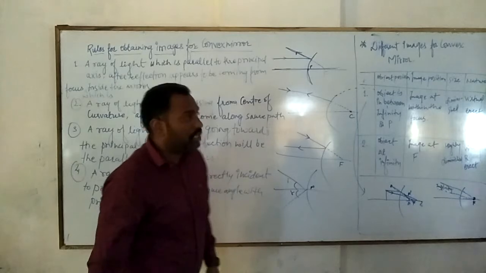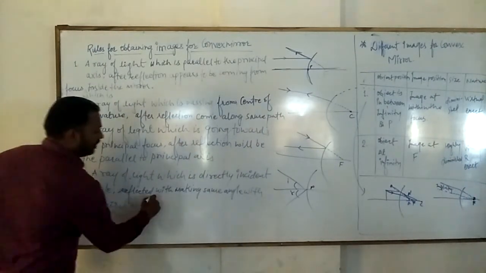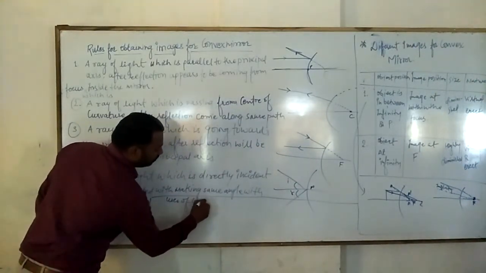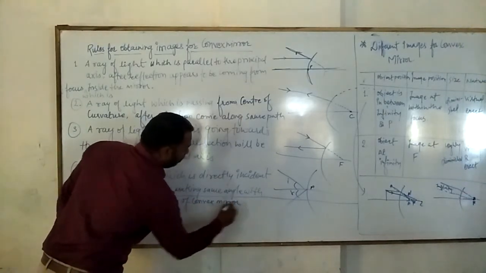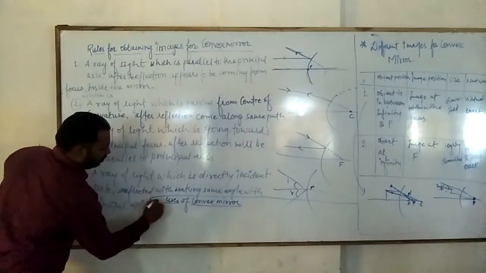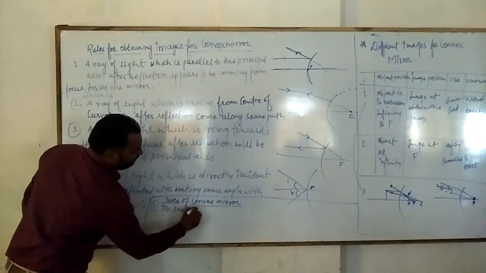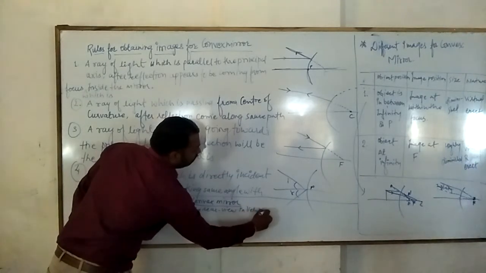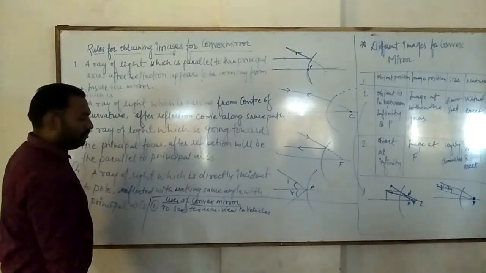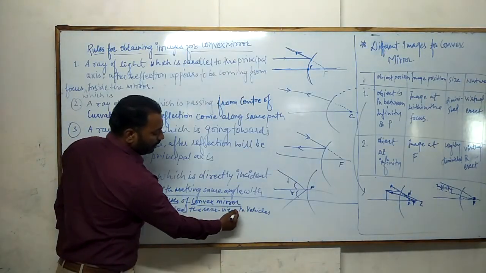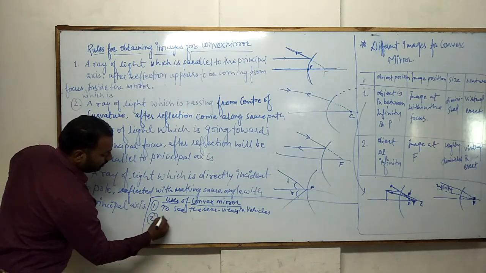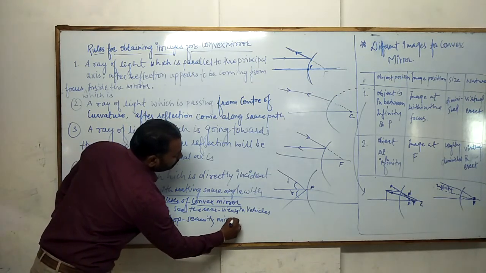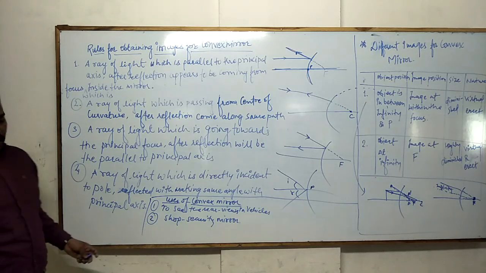Now we have to write the uses of convex mirror. Not many uses are there, but two uses: first, to see the rear view in vehicles, whether truck, car, bus, or motorcycle. Second, it is used as a shop security mirror. I hope you understood all these things, and you have to write now.